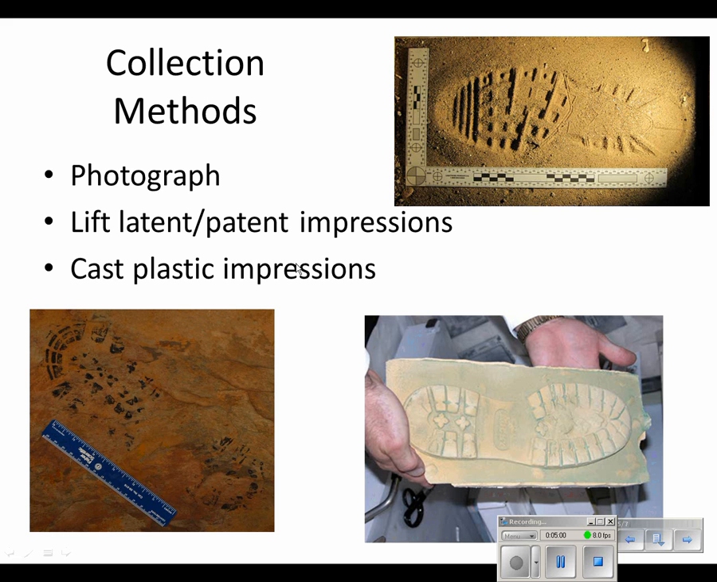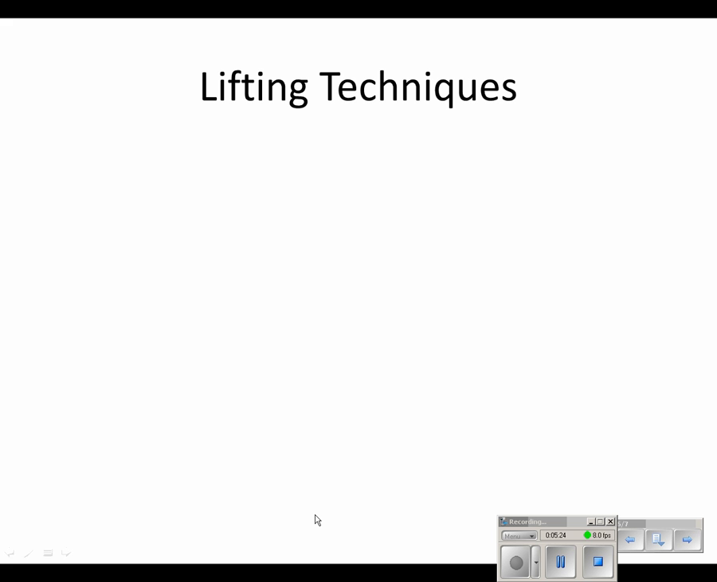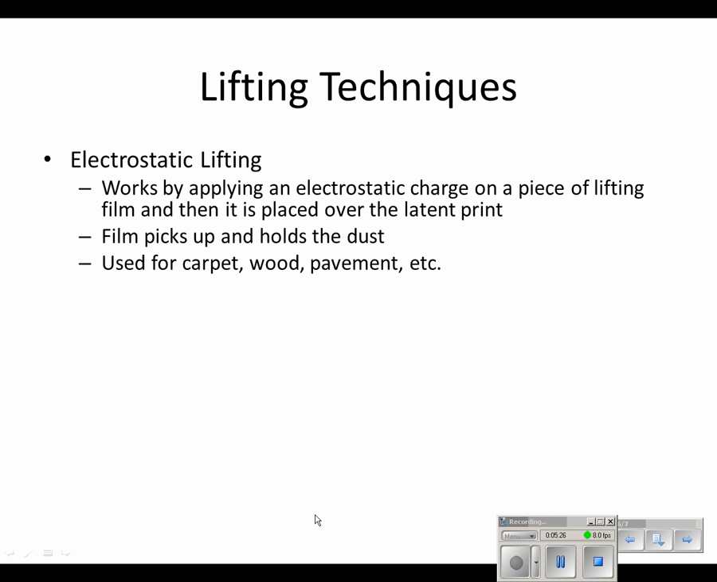think about what we're going to do. Okay, are we going to lift it? Are we going to cast it? So remember, lift, latent, or patent; cast, plastic. Now, this on the bottom is going to be a cast. Okay, this was cast. This would be considered a mold. This picture up here, this 3D impression, which would be a plastic print, and then we would cast it using the plaster.